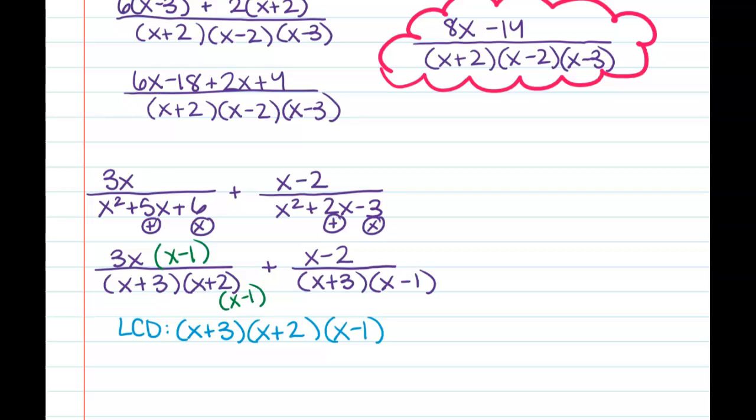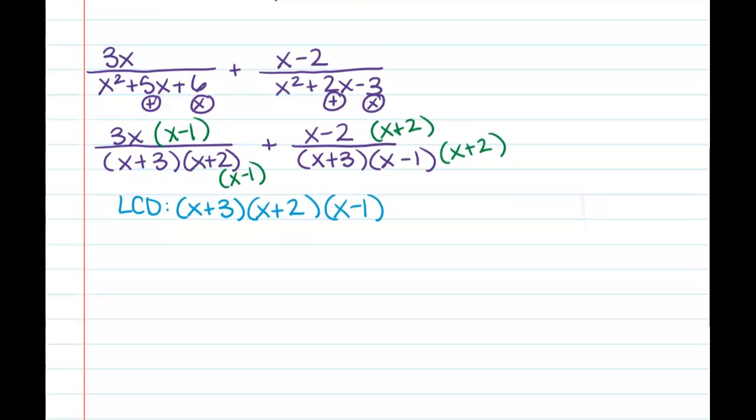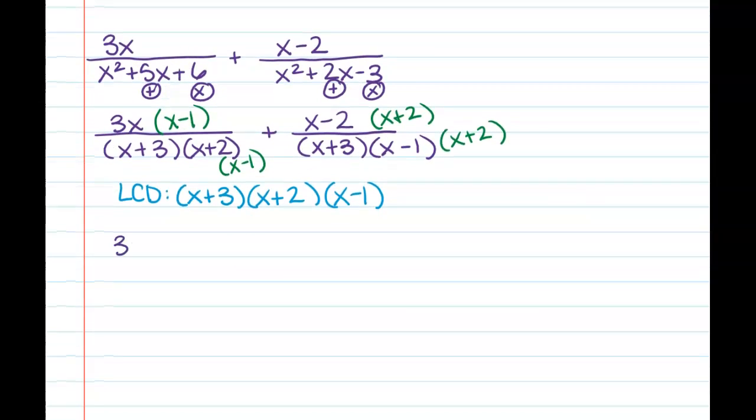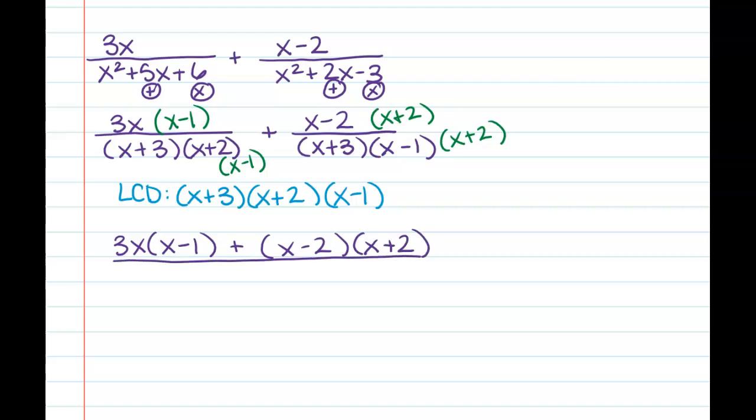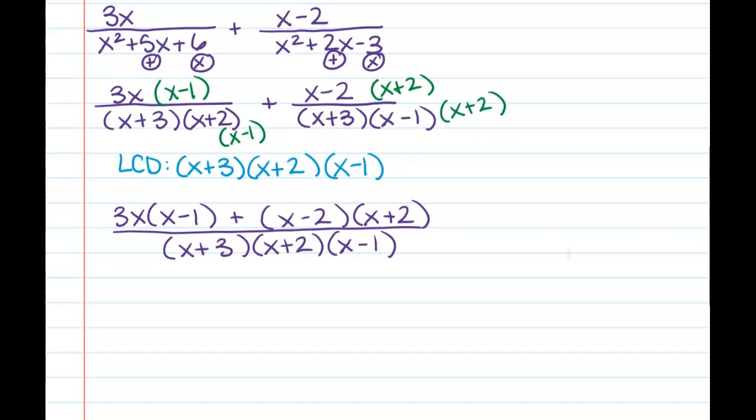Over here we have x plus 3 and x minus 1. We're missing x plus 2. So then we end up with 3x times x minus 1 plus x minus 2 times x plus 2, all over x plus 3 times x plus 2 times x minus 1.